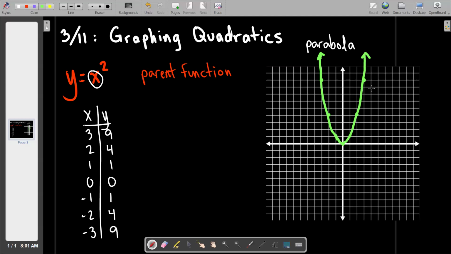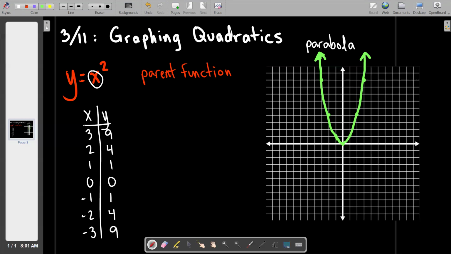So this is what the parent function looks like, and all other graphs that you see for the next day or couple days are going to be variations of this. Some will be fat, some will be skinnier, some will be moved around, some will be flipped upside down, some will have all of those transformations on them. We move left, we move right, we flip it, we make it thin, we make it fat, whatever the case may be. So do you have any questions just on the parent function?